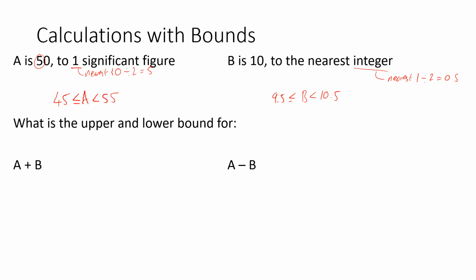What about this question though? What is the upper and the lower bound for a plus b? Now, what people do wrong here is the following. They add the 50 and the 10 that they can see at the top of the question. They get 60, and then they round it, and then they say, okay, well that's between 55 and 65, and that is not how we want to approach this.